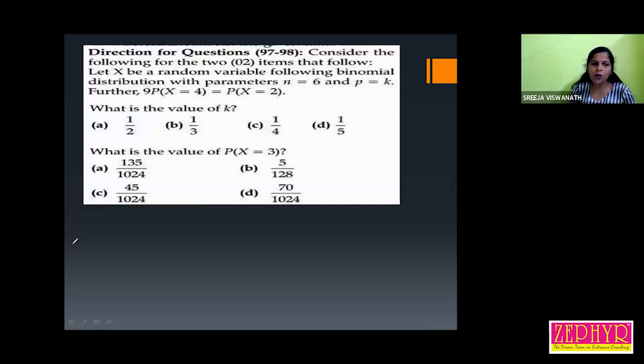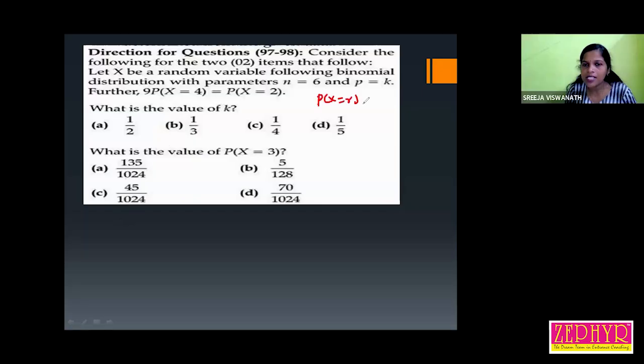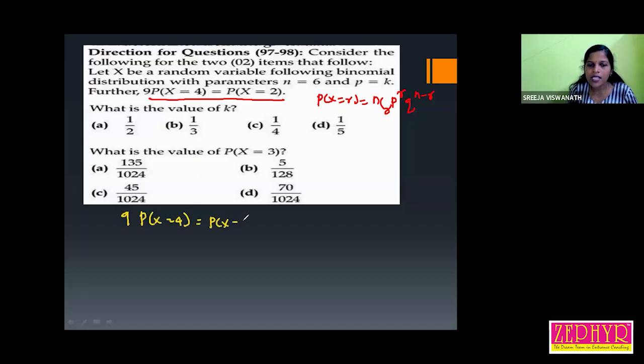And what is the formula? P of x equal to r is nCr, p raised to r, q raised to n minus r. Here, given that 9 times P of x equal to 4 equals P of x equal to 2. So we can directly put the equation.